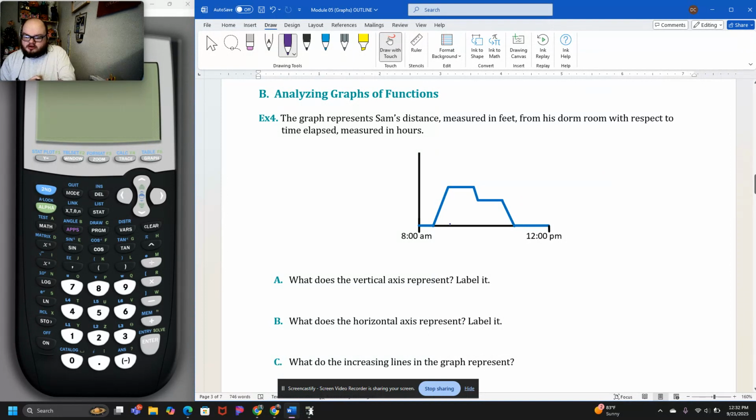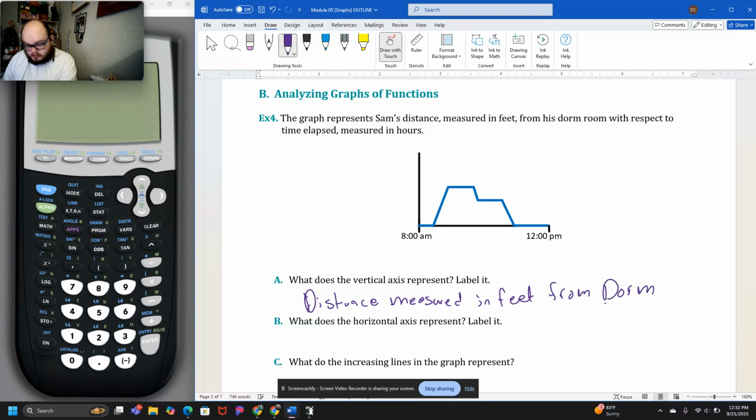So what does the vertical axis represent? The distance from his dorm. Okay. So his distance, and if we want to be technical, what's his distance measured in feet? Distance measured in feet from dorm. That's if we want to be technical. And we would just label it. Now, I'm going to label it up here because if I try to write on a slant, we aren't going to be able to read anything. So it's the distance in feet. Okay, and that's for the vertical axis.